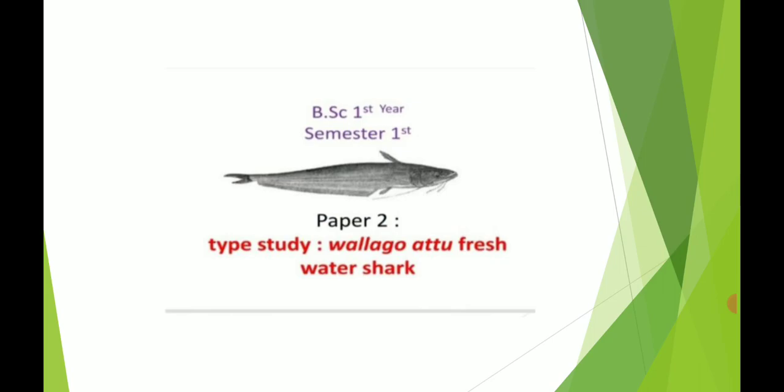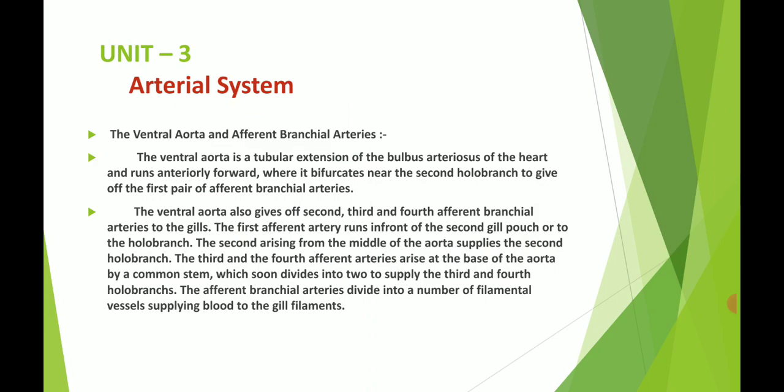Today we are going to start the theory paper second. The name of the paper is the type study of Wallago attu. It is commonly called a freshwater shark. Today we are seeing unit number 3, the topic is the arterial system, which is totally related to the blood circulatory system.